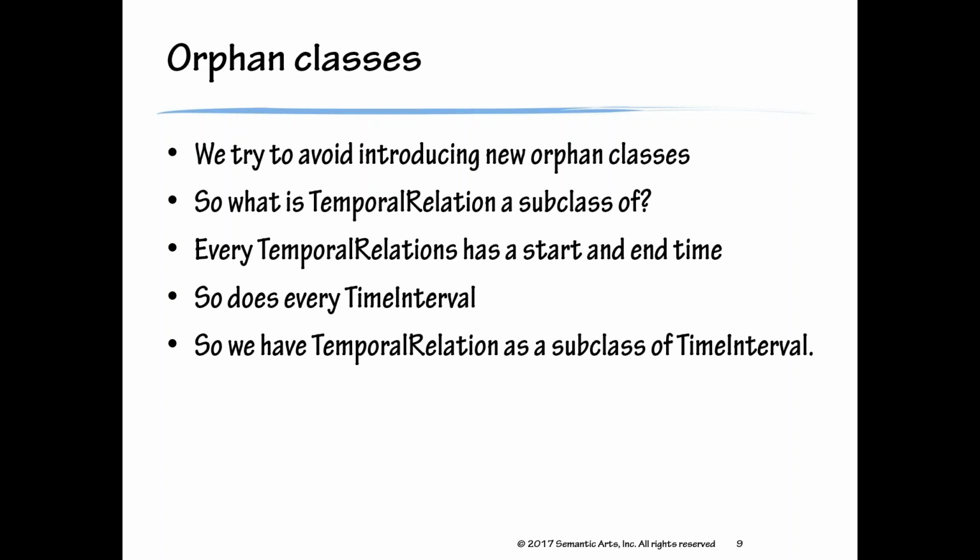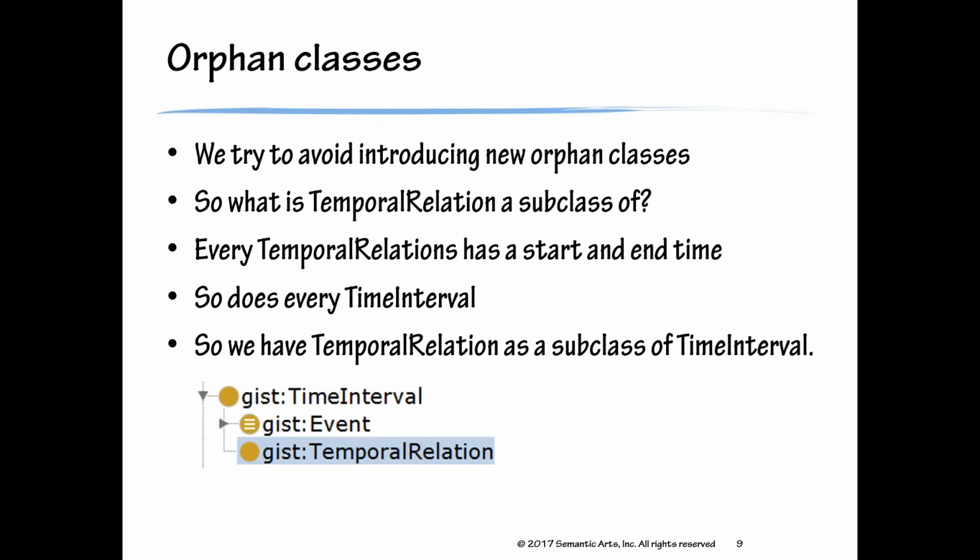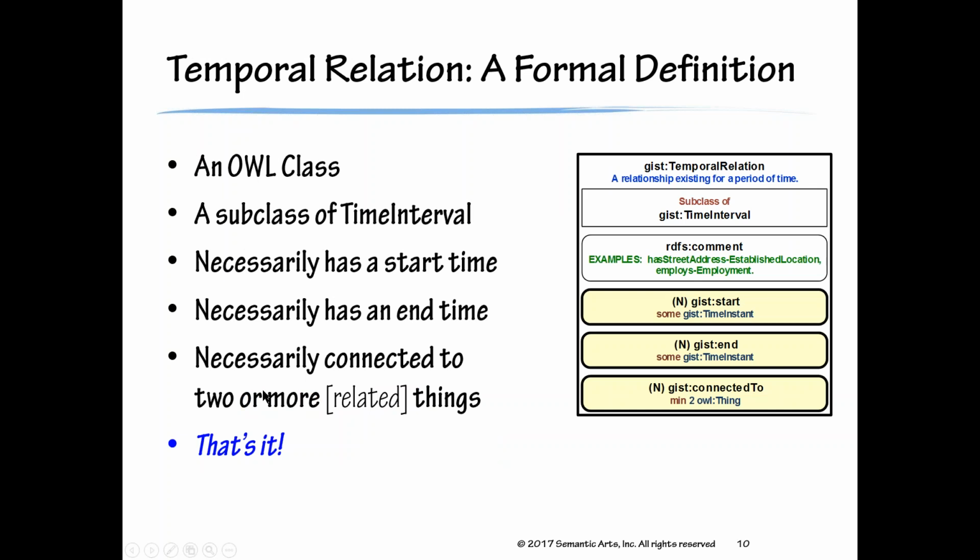So we just decided, well, let's just make temporal relation a subclass of time interval, and then every temporal relation will inherit that start time and end time. So this is what our tiny little snippet of our class hierarchy looks like in GIST. We have time interval, and temporal relation is a subclass of time interval.